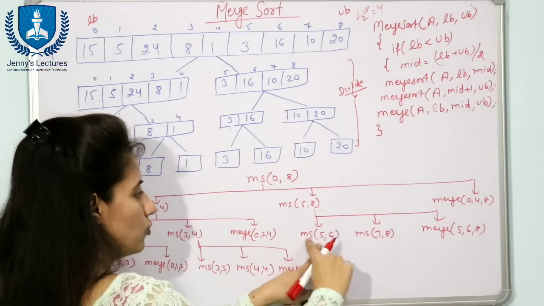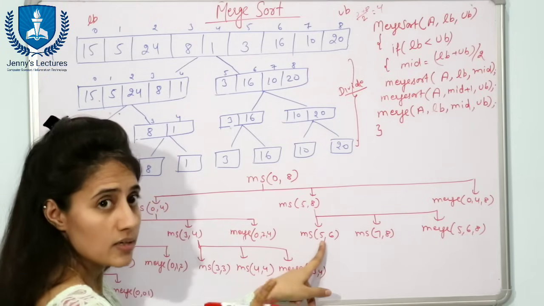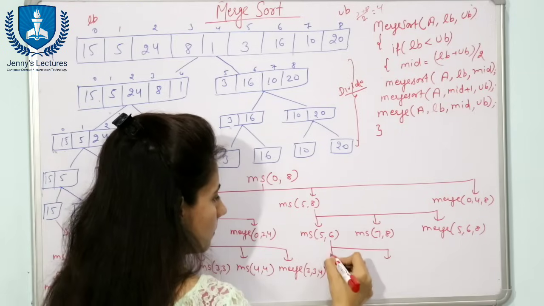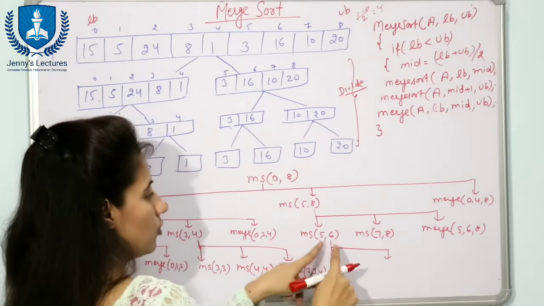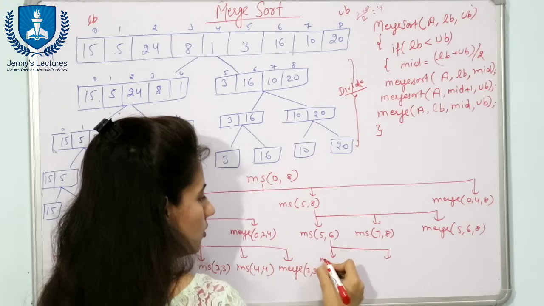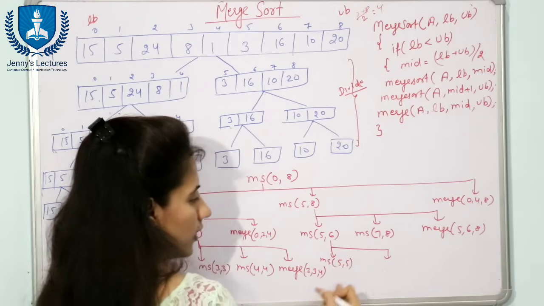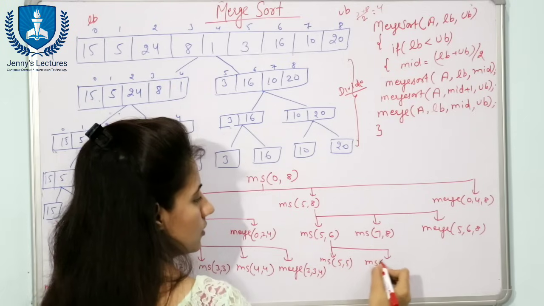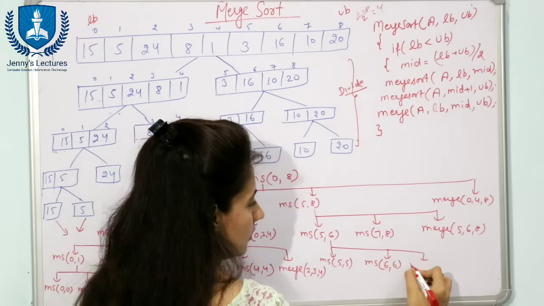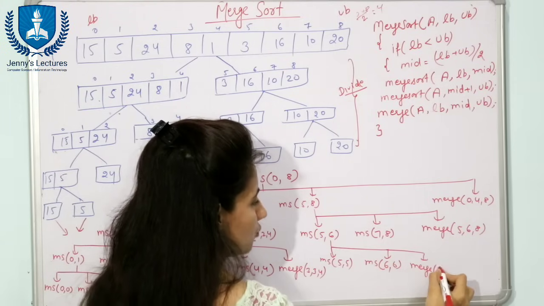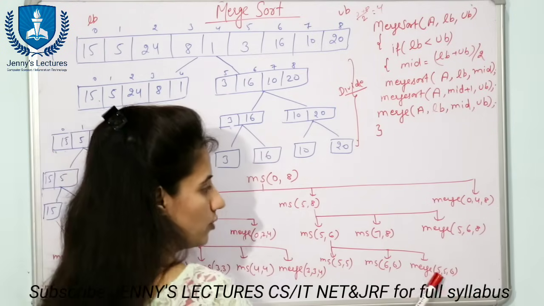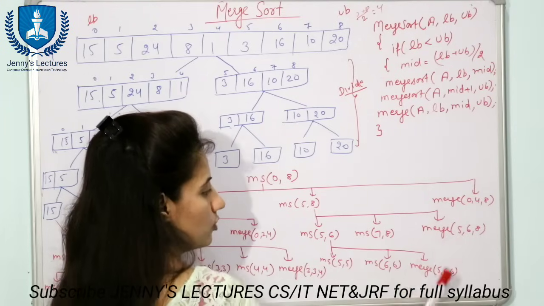Then again come to recursive code to this one, 5 to 6. 5 is less than 6, yes. Again divide this one into 3 parts. Calculate midpoint. 6 plus 5 is 11. 11 divided by 2 is 5. So merge sort 5 to 5. Then merge sort 6 to upper bound is 6. Then we are going to call merge 5, then 5 and then 6. Fine. Lower bound is 5, mid is also 5 and upper bound is 6.